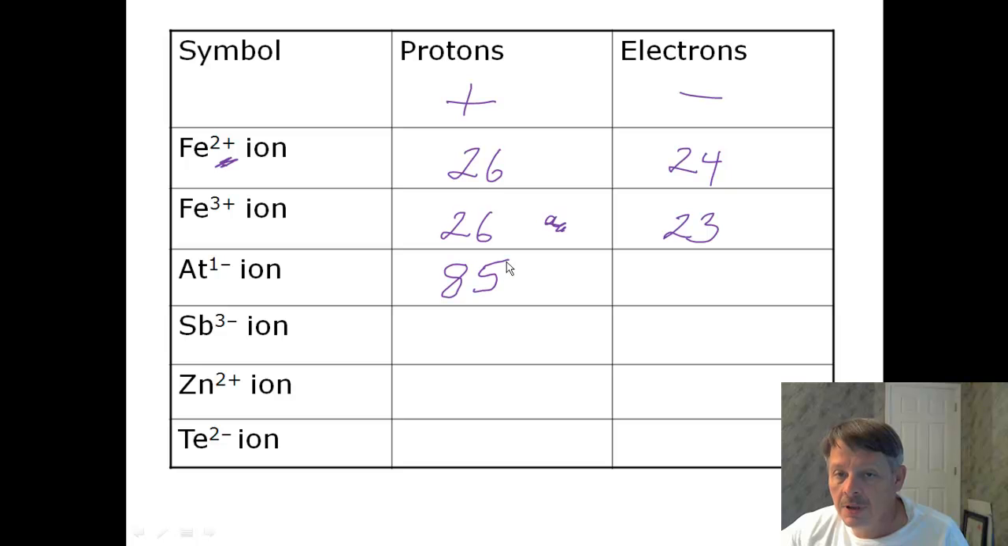85. So that means it has to have 85 protons. But you'll notice it has a 1 minus charge. It has an extra negative, so it has 86 electrons.